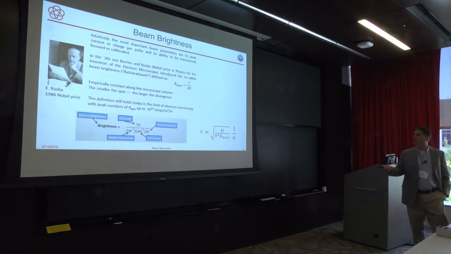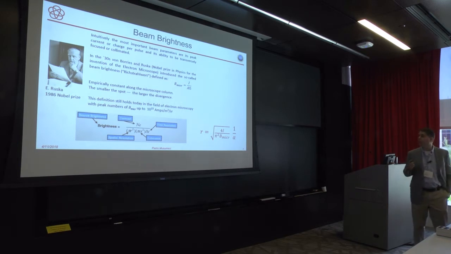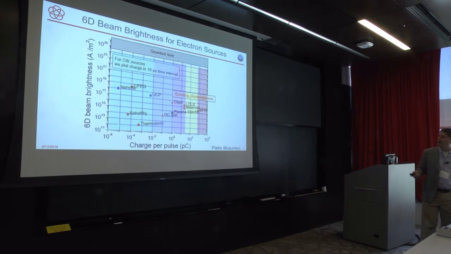So the first thing to think about is that the resolution of my system depends on the beam brightness and the divergence. The divergence is going to be set by the optics of the system, and the beam brightness is a fundamental property of the source. And so there are two ways to look at this problem.